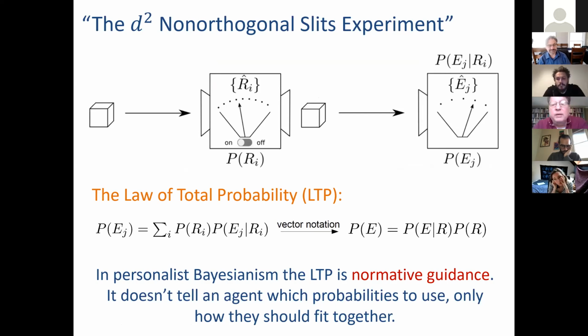The law of total probability for personalist Bayesianism is a law of thought, or you might say normative guidance for how agents should reason. And so this is a phrase I'm going to hinge on, and it's going to make a connection to normative structural realism. For the personalist Bayesian, the law of total probability doesn't tell an agent which probabilities must go into the relation. It only says that they should fit together. If they don't fit together according to this law, then the agent realizes that he or she has been irrational in some way and needs to adjust some of her probabilities.